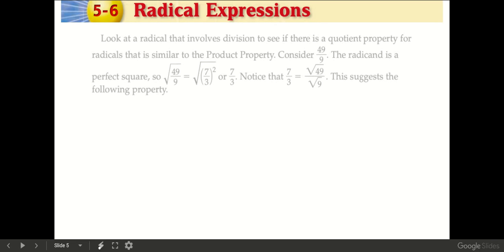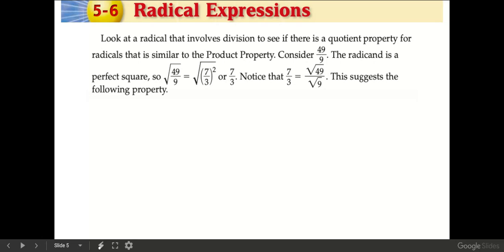So let's look at radicals that involve division. If you look at these, you can see that there is a quotient property that is similar to the product property. So consider 49 over 9. The radicand is a perfect square. So if I have the square root of 49 over 9, that's equal to the square root of 7 squared over 3 squared, right? Or 7/3.